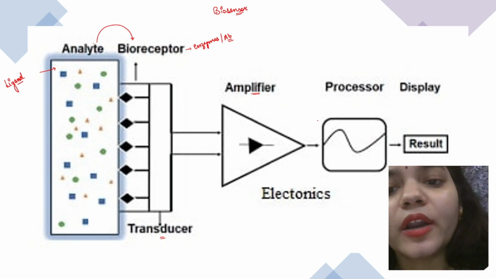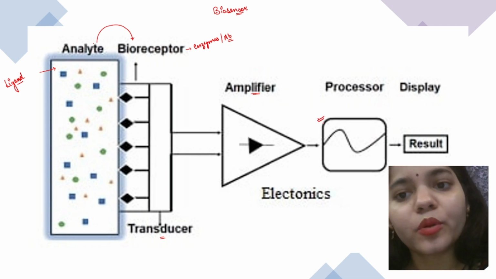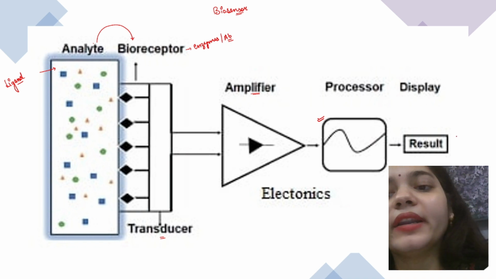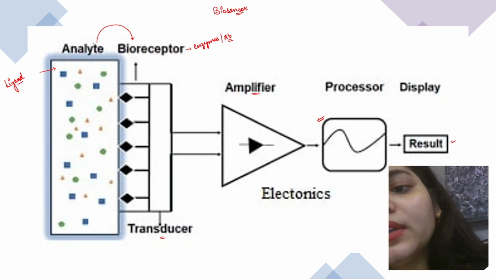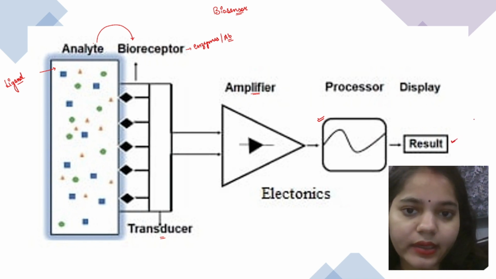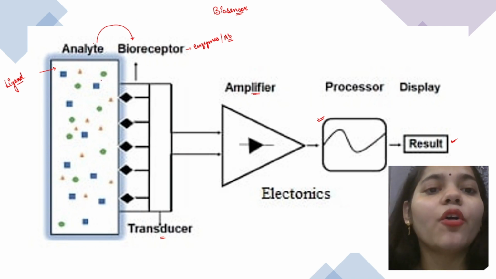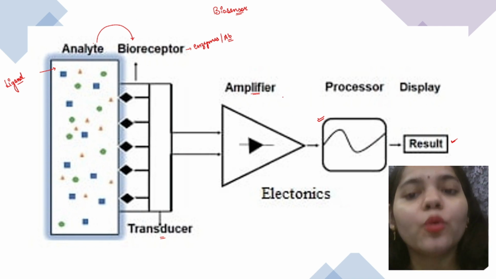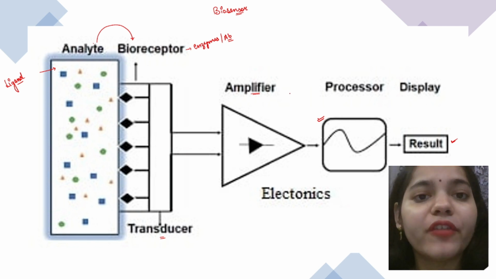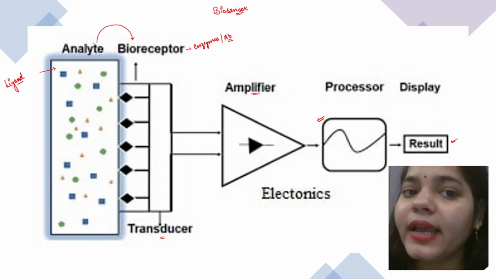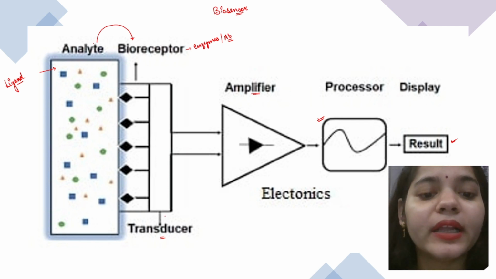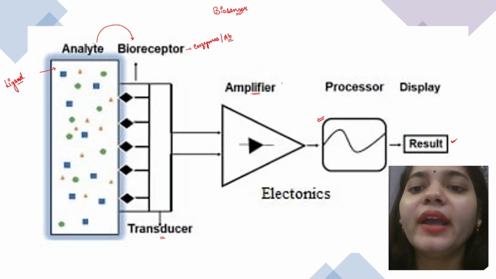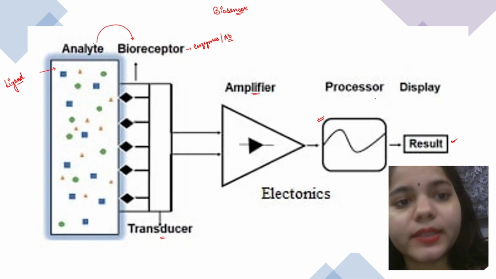Then these signals are processed by the processor, and finally displayed in the form of a result. This is the basic working of any type of biological sensor or biosensor. First we require an analyte, then receptor, then transducer, then amplifier, then processor, and finally display.